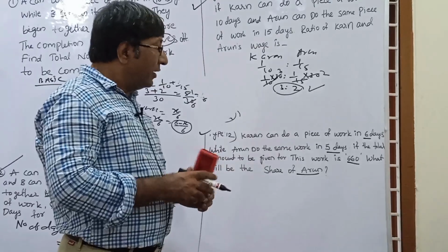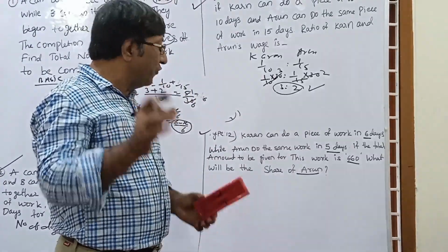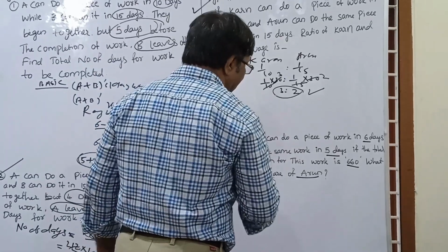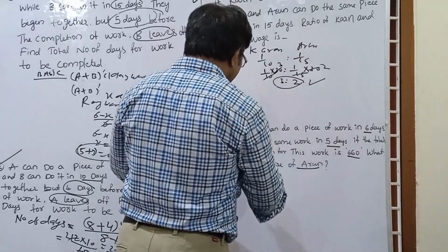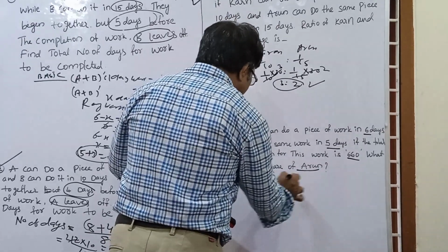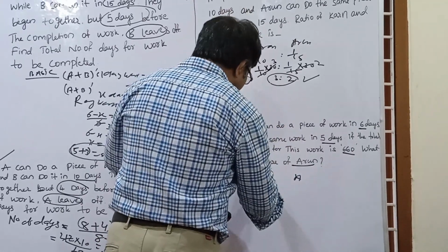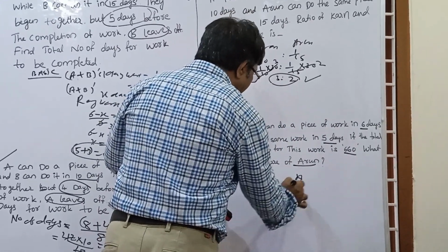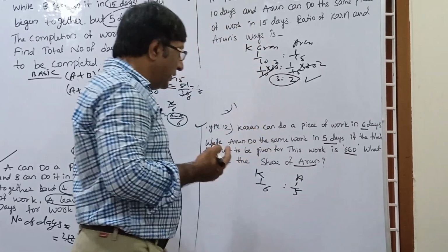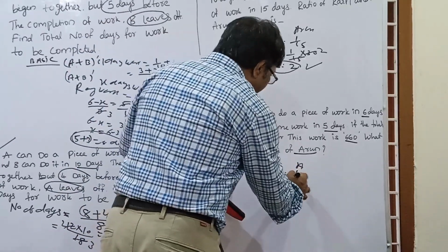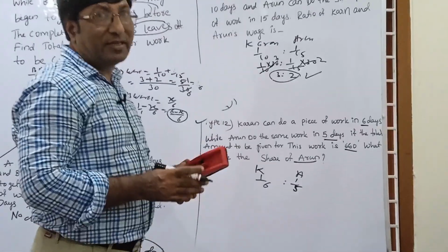For this, you can say the ratio of work will be the ratio of share, the ratio of wages. So what is the ratio of work? Suppose this is Karan and this is Arun. The ratio of work is 1 by 6 and 1 by 5. Again, 6 and 5. If we want this ratio as a simple ratio, then we multiply the ratio by the LCM of the denominators.